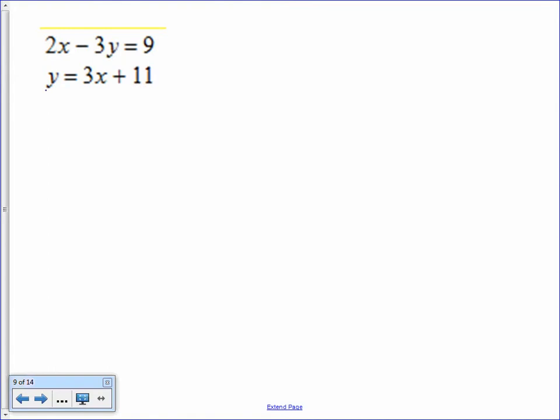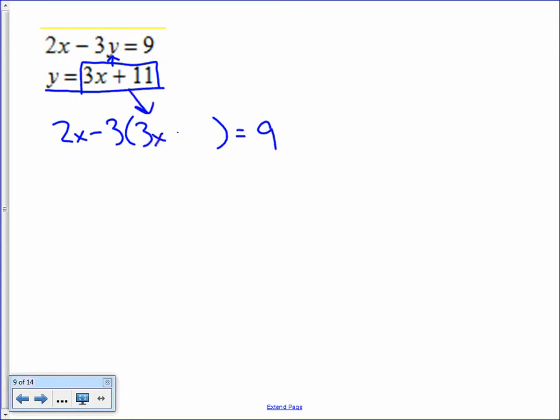So we have another one. Look at the equation that is solved for y, so that's this one right here. That means we need to plug in that right side in for y. So we have 2x minus 3, put those parentheses in for the y, equals 9. And in those parentheses goes the 3x plus 11.